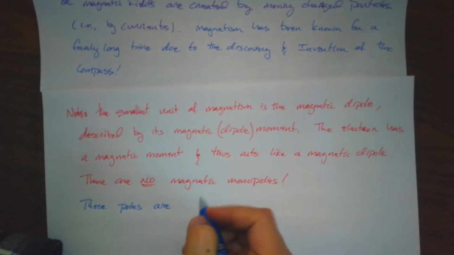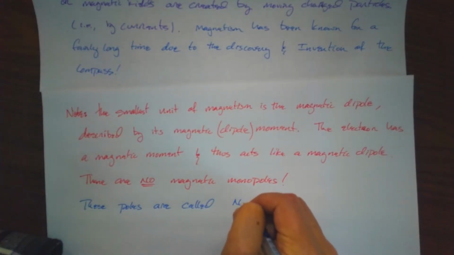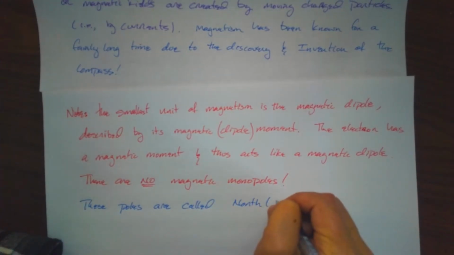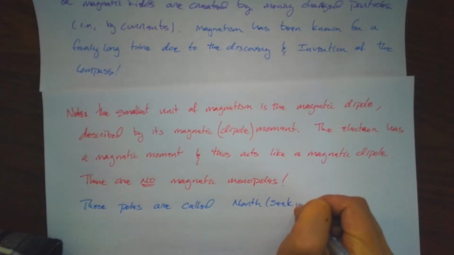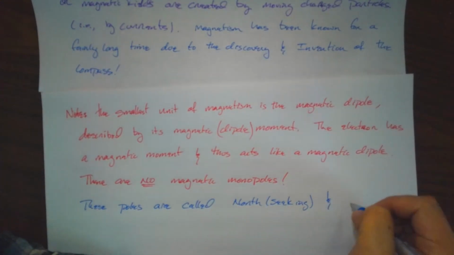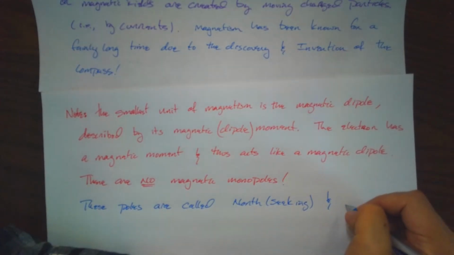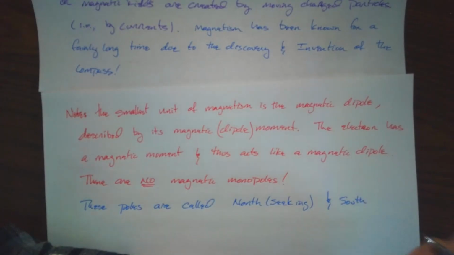And the poles are called, usually just call it north, but I like this idea of calling it a north-seeking pole, because it kind of describes how the compass needle behaved. And so I like that as a concept. I think it's pretty clear then. And it's how we defined it. We defined it based off the compass needle, and then a south-seeking pole.